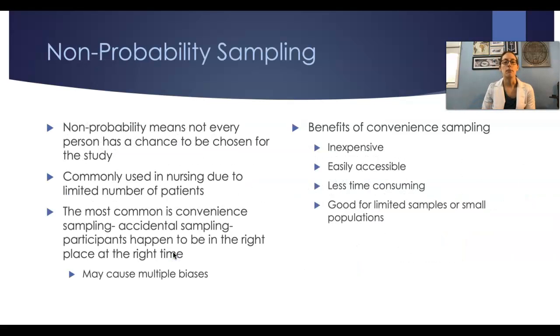So non-probability means that not every person has the same chance to be chosen for that study. It's commonly used in nursing because we have a limited number of people we can study. The most common is convenience sampling, also called accidental sampling, and that's where participants just happen to be in the right place at the right time. It can unfortunately cause a lot of biases, but it's very inexpensive, it's easily accessible, takes a lot less time, and it is actually pretty good for limited samples or small populations.